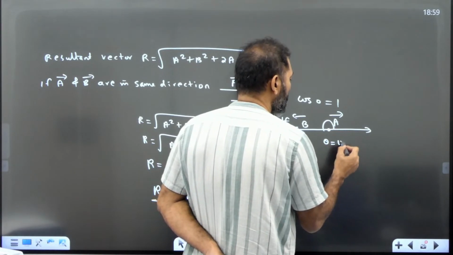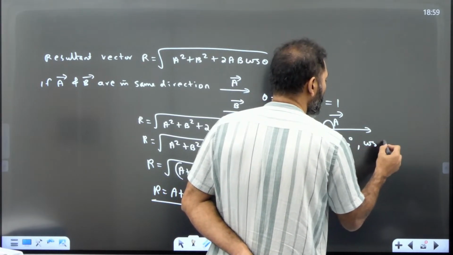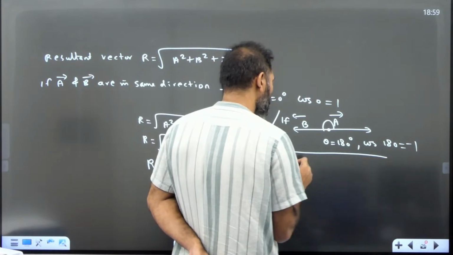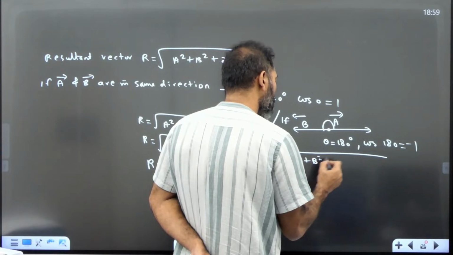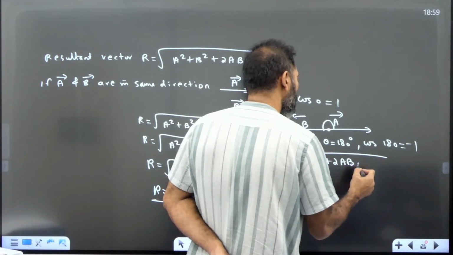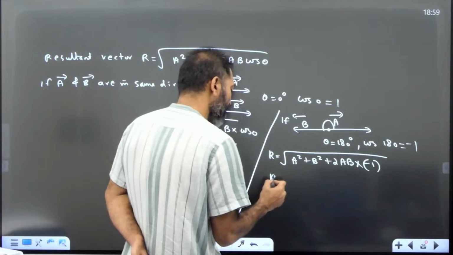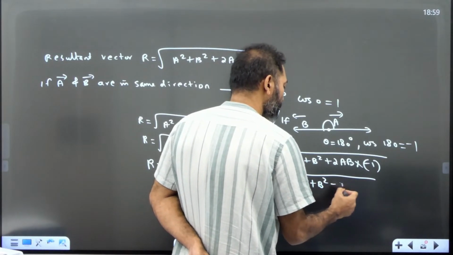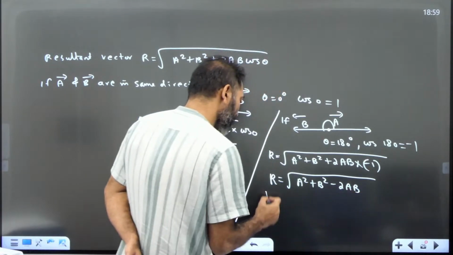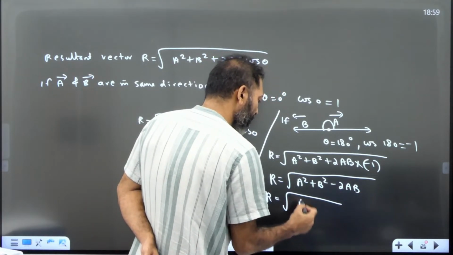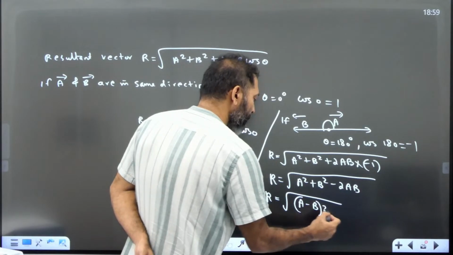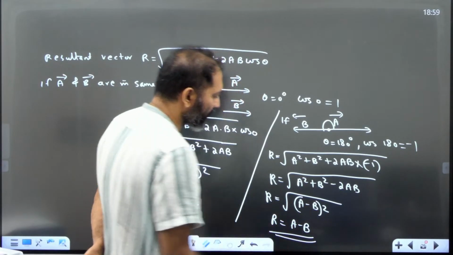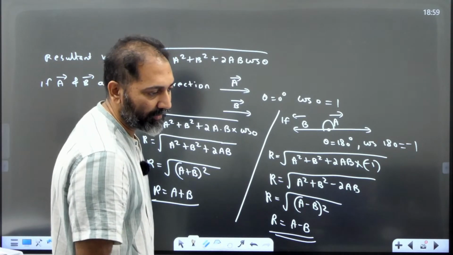Theta will be 180 degree. Cos 180 will be what? Minus 1. So R equal to root of A square plus B square plus 2AB into minus 1, because cos 180 is minus 1. So R equal to root of A square plus B square minus 2AB. So R equal to root of (A minus B) the whole square, which is R equal to A minus B. Resultant vector is R equal to A minus B.